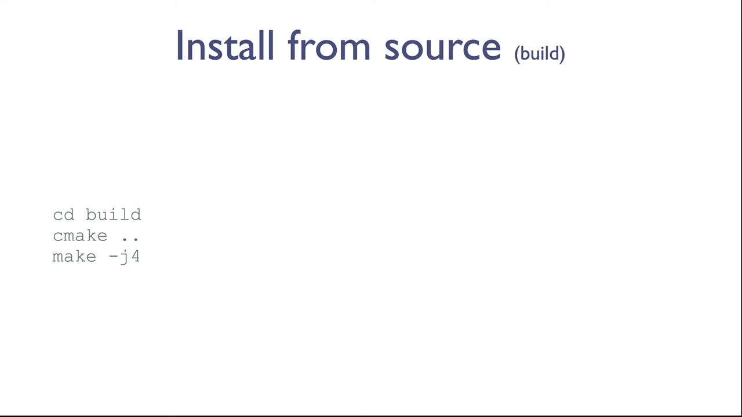Once you've done that, you change into your build directory. You call CMake on the directory directly above it. And that's going to generate a number of makefiles, which you can then call make on. And in this case, we're calling make with four threads of parallelism.